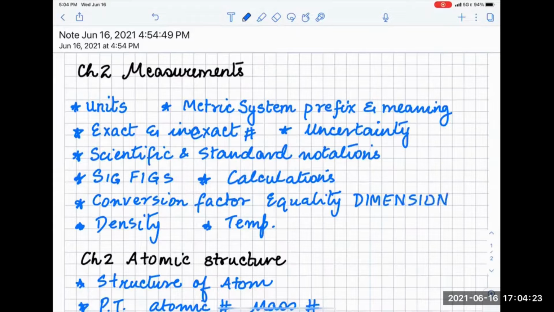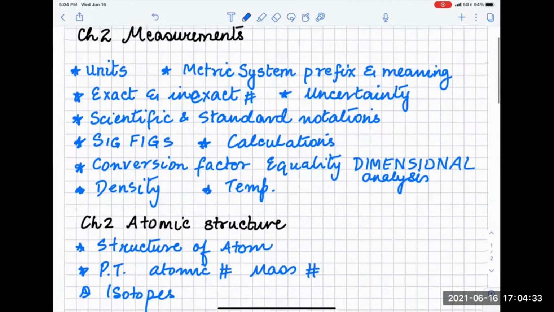So hopefully we can finish all of it today. Then density and the temperature. So first of all, let's talk about units.